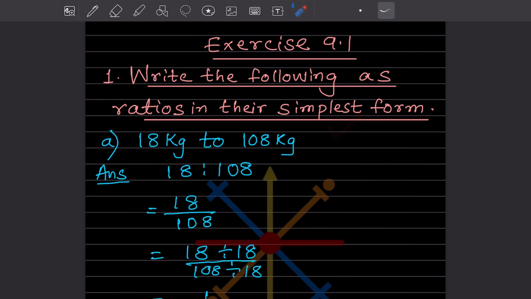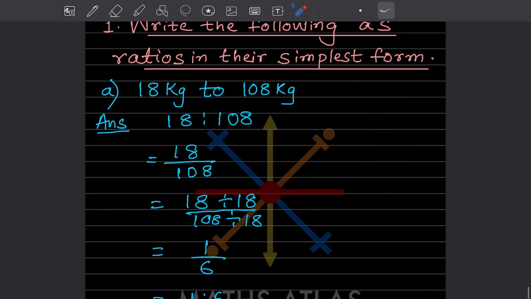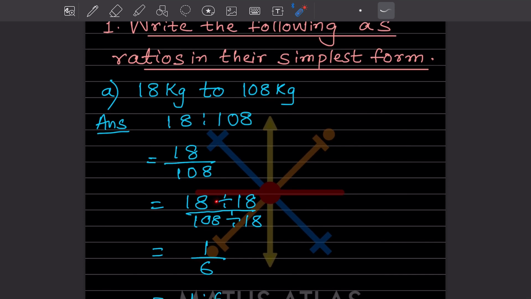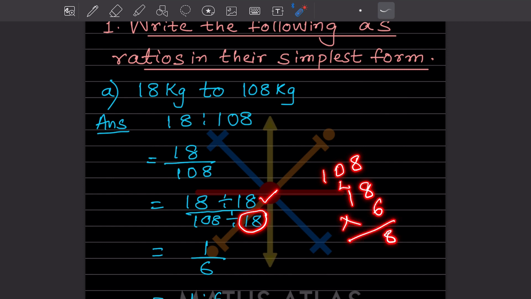So you have to see which number you can divide by, the same one. Now see here, 18 divided by 18 is going to be 1. And if you are dividing this by 18, this also should be divided by 18, the same one. So 108 divided by 18. So 18 sixes are 108.